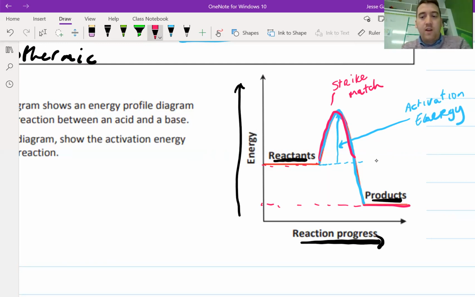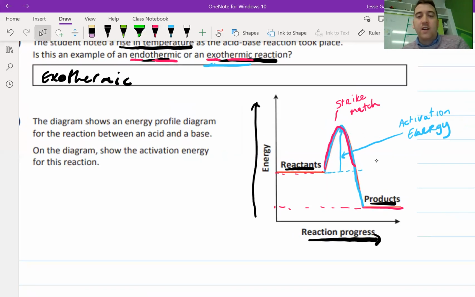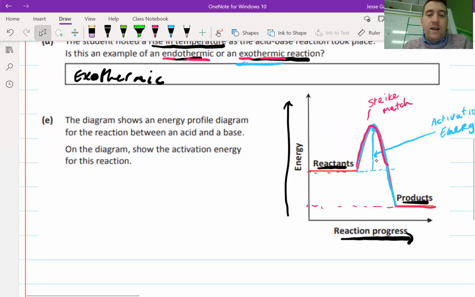So pause the video now at this stage and take down that diagram and label the activation energy. Do that now. All right, guys, so that is a guided exam question on chemical reactions, and we'll see you in the next video.